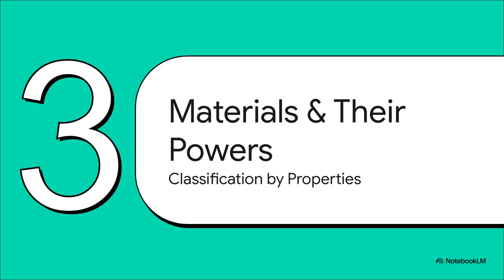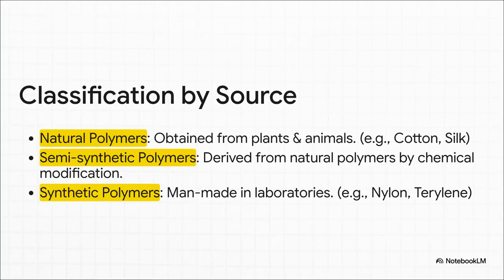Awesome. So we know what polymers are and how they're built. Let's move on to Section 3, materials and their powers. This is where we connect all that chemistry to the real-world properties and uses of these amazing materials. First off, we can classify polymers based on where they come from. You've got your natural polymers, which we find in plants and animals, like cotton and silk. Then you have synthetic polymers, which are completely man-made in a lab, like nylon.